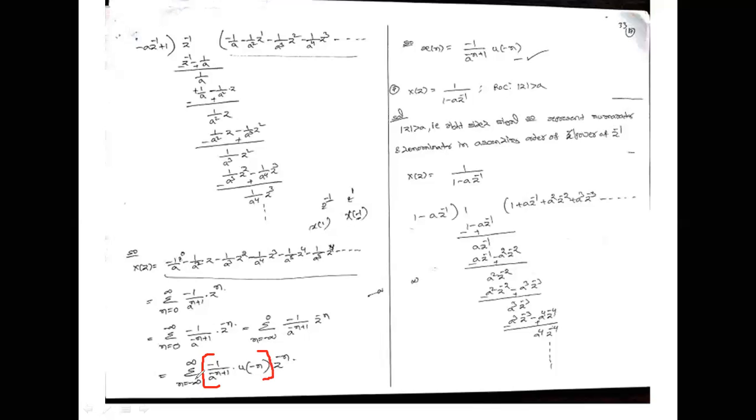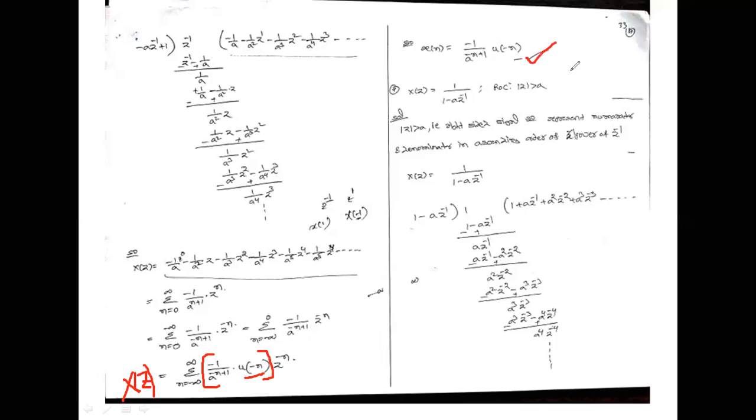We got the definition of the z transform: the sum over n from minus infinity to infinity of minus 1 by a power minus n plus 1 mu of minus n z power minus n. So in the representation, mu of minus n is a left-sided sequence, and mu of n is a right-sided sequence. From this function X of z, what is the signal x of n? Minus 1 by a power minus n plus 1 mu of minus n.